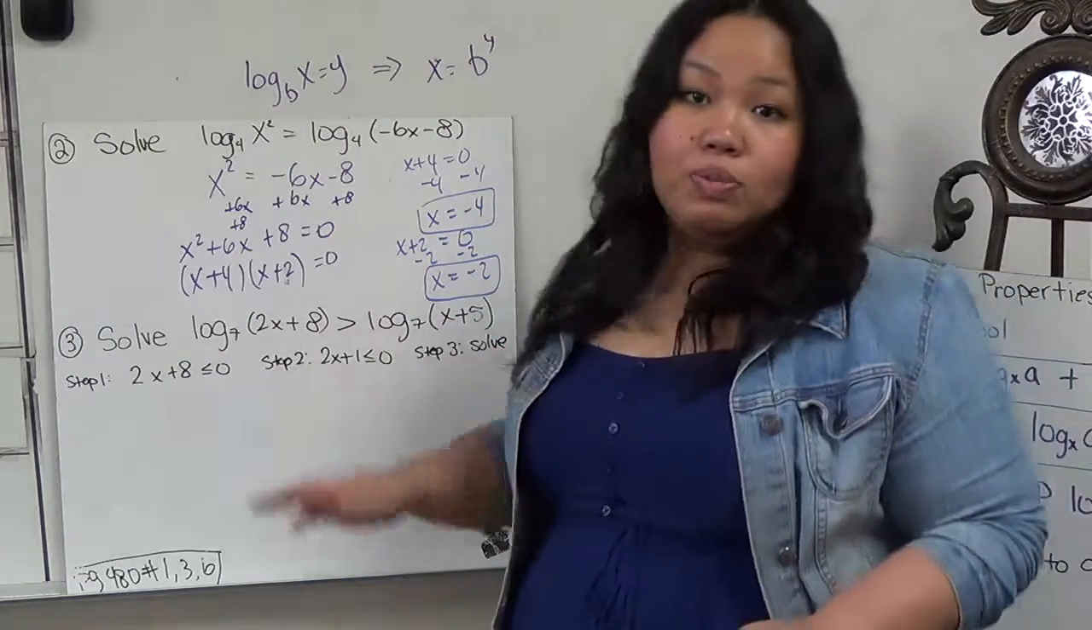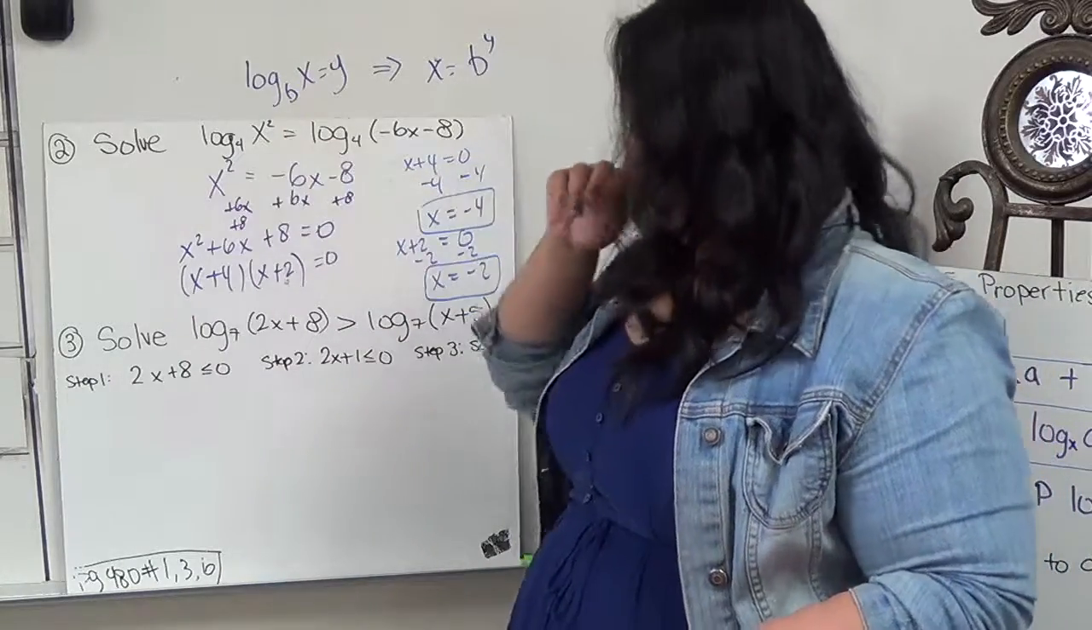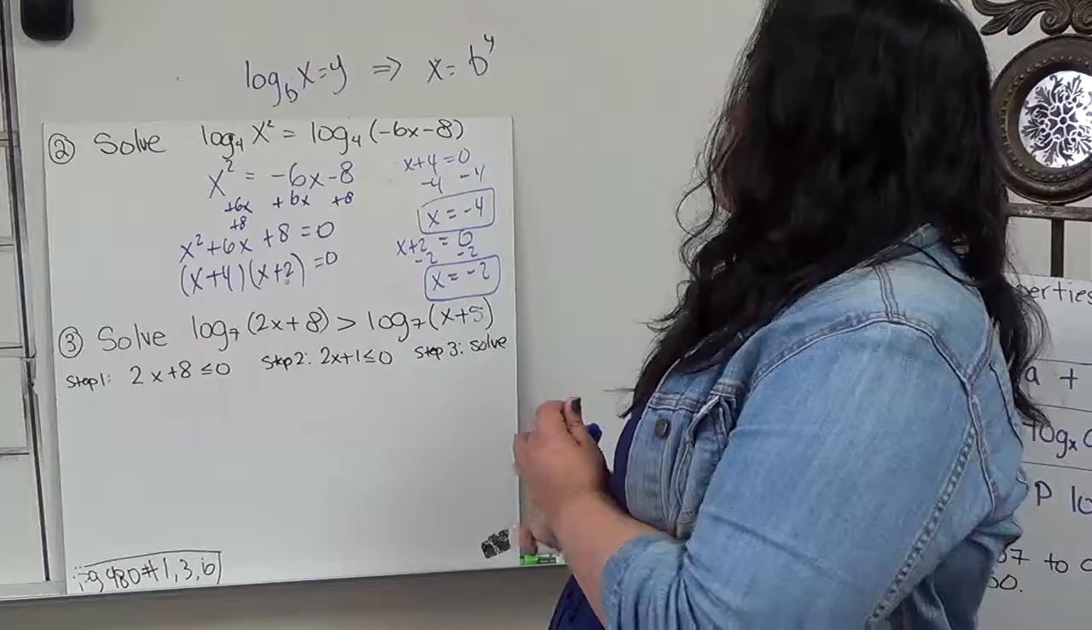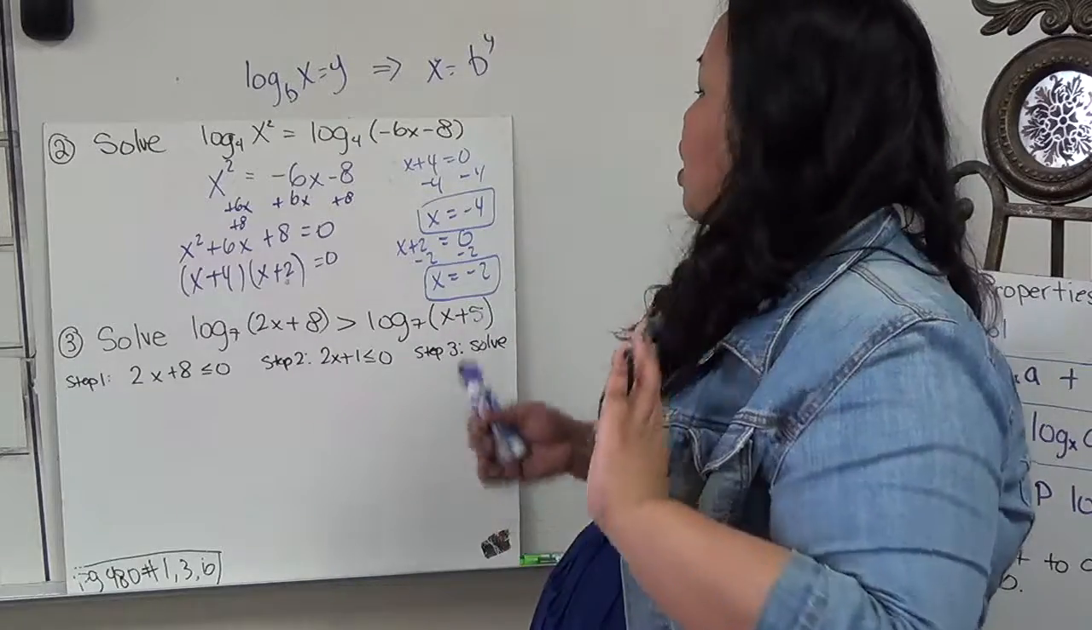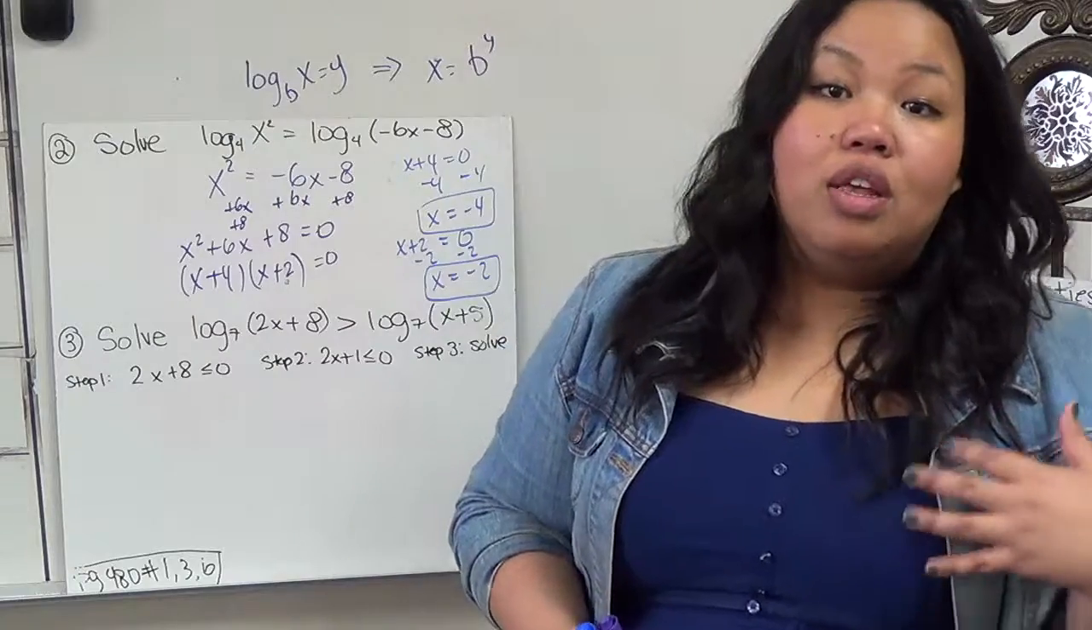So this should all just be review. It's just making sure that you have the same base here. So on number 3, when we're dealing with inequalities, we have to do the same thing as last time, so we have to find the range.